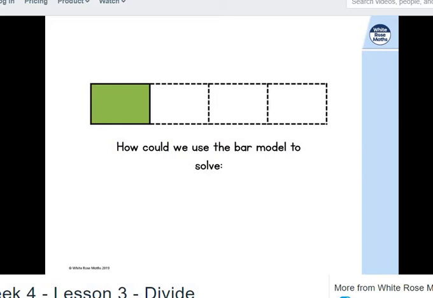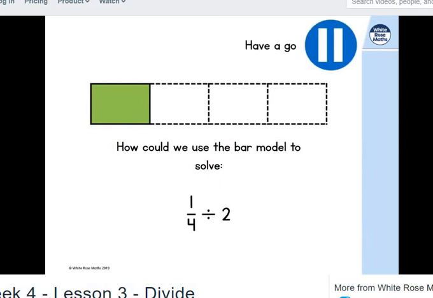Bit of thinking now. I've got a bar model here of 1/4. How could I use that to help me solve 1/4 divided by 2? Pause the video, have a think for yourself first.